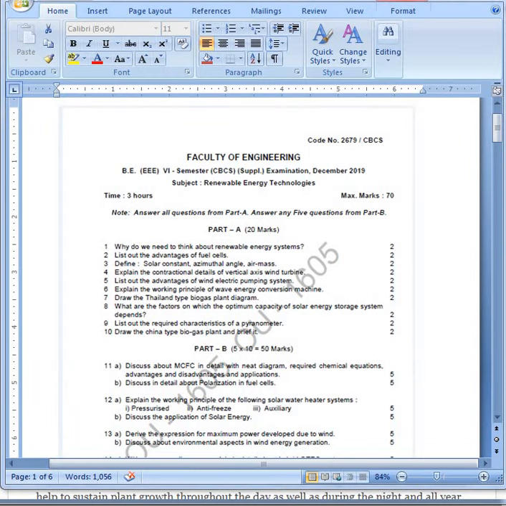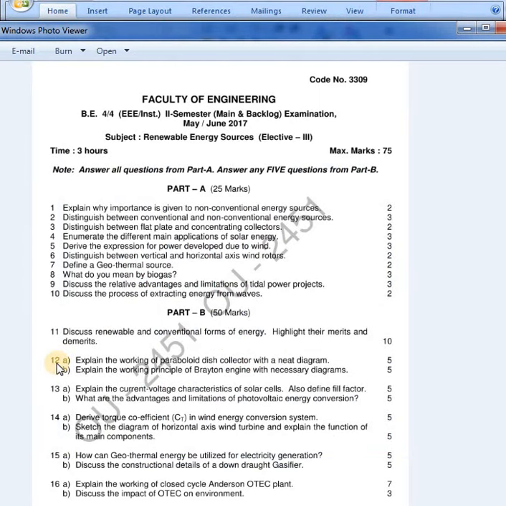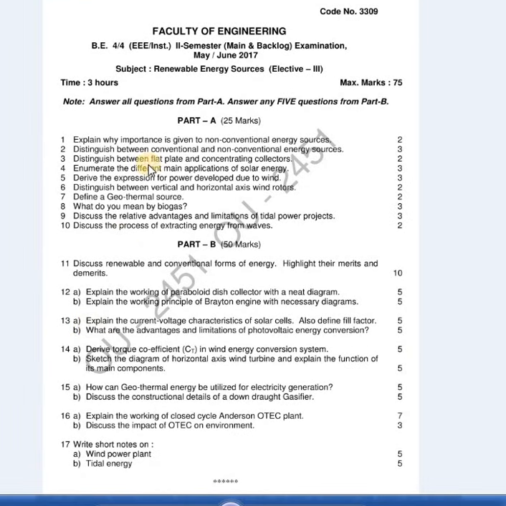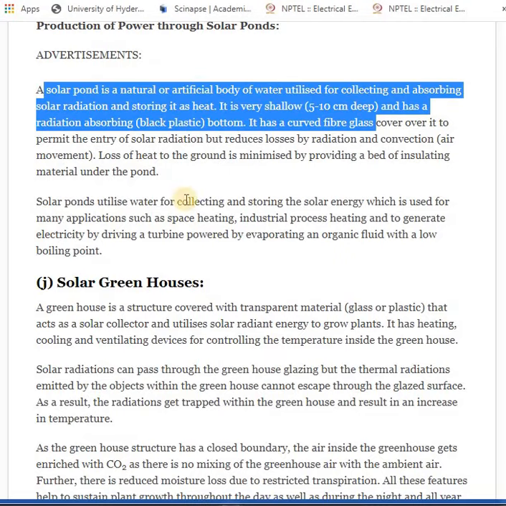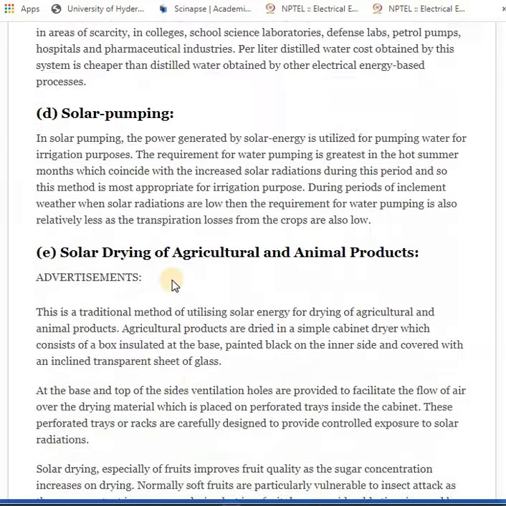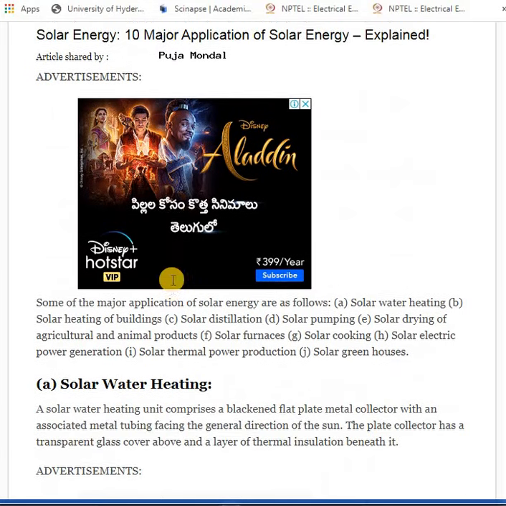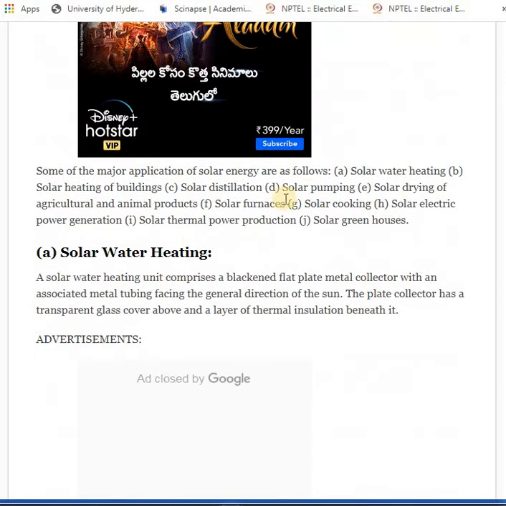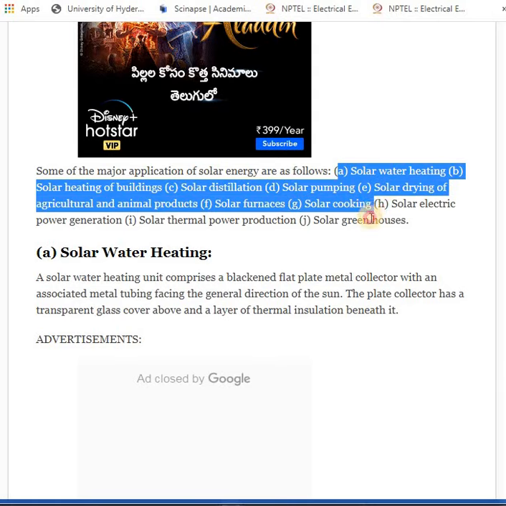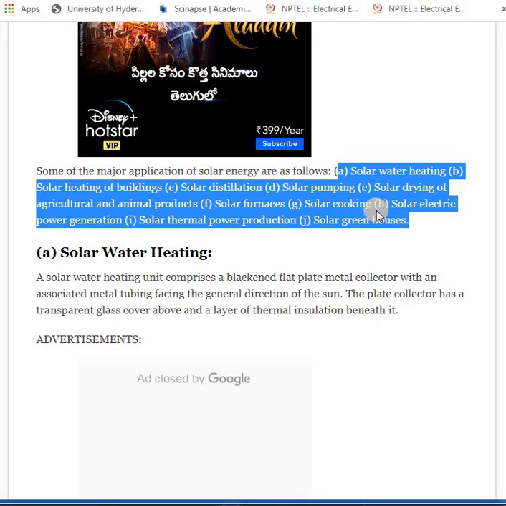Let's see some other question papers. This one is from 2017, when it was non-CBCS and the syllabus was quite different, but the major topics covered are the distinction between flat plate collectors and concentrating collectors, and the main applications of solar energy, which we have just seen: solar heating, solar building, solar water heating, solar distillation, solar pumping, solar drying of agricultural and animal products, solar furnaces, solar cooking, solar electric power generation, solar thermal power production, and solar greenhouses.